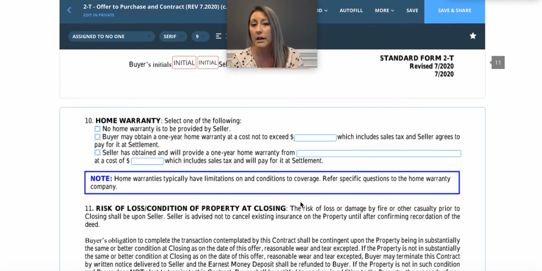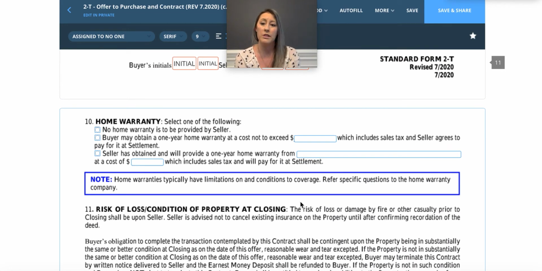All right, next, home warranty. Some properties come with a home warranty. Some sellers, again, if it's an older house, will have a home warranty that they will give to the new buyers. They'll purchase it. Others won't, and that's fine.